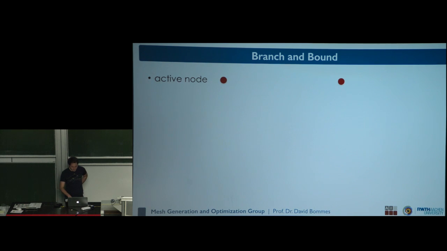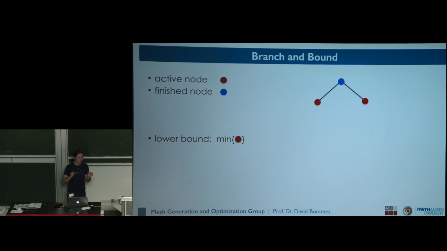Okay. Then here in the branch and bound algorithm, we have active nodes, which are problems that still need to be solved, right? So you saw we have one problem, then we split it into two, and then this node is finished. But now we have two new problems that we need to solve. From these new problems, the lower bound is always the minimum of these continuous problems that still need to be solved, right? That's the best information that we know of how low the objective function value can get.